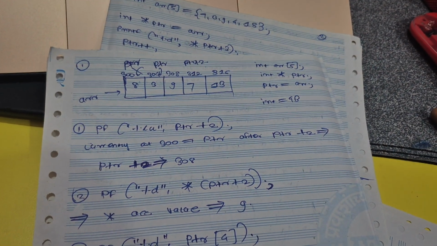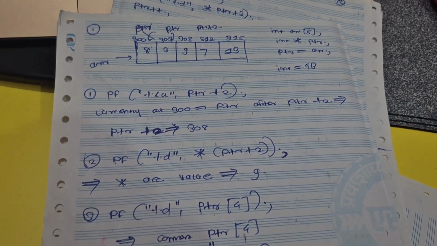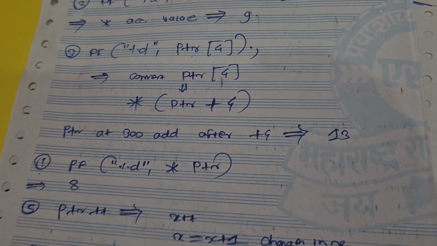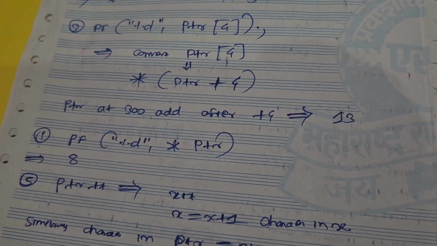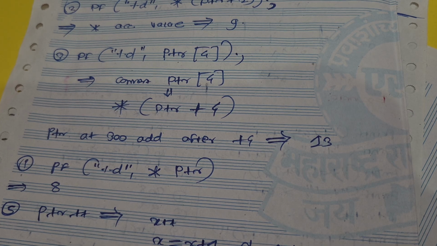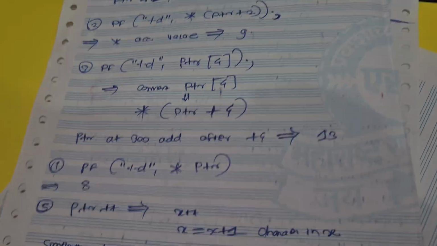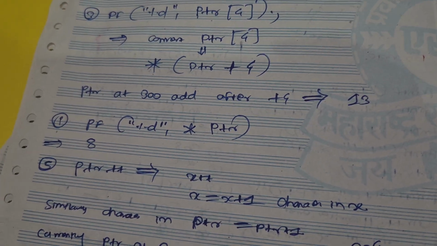Star of pointer is 8, because after modification you need to see it: here it is star of pointer, and above we have accessed the value, but we need to start again from the start, not take the previous value. So star of pointer means the pointer is standing at 300 and the value is 8 at this point, and then pointer plus plus.